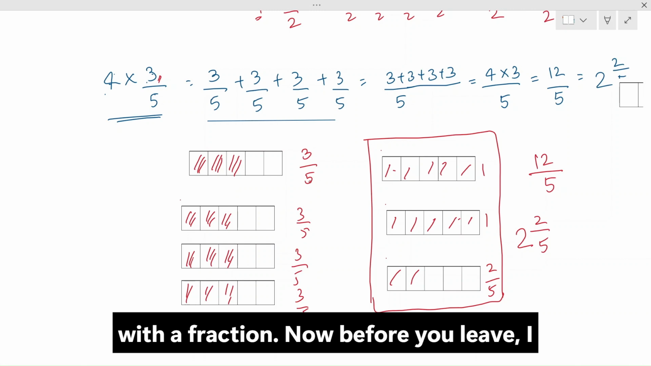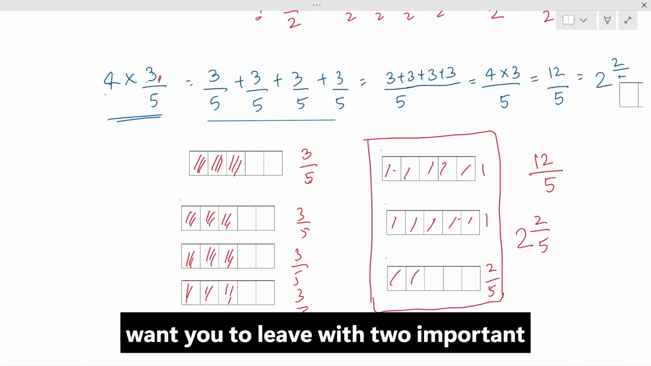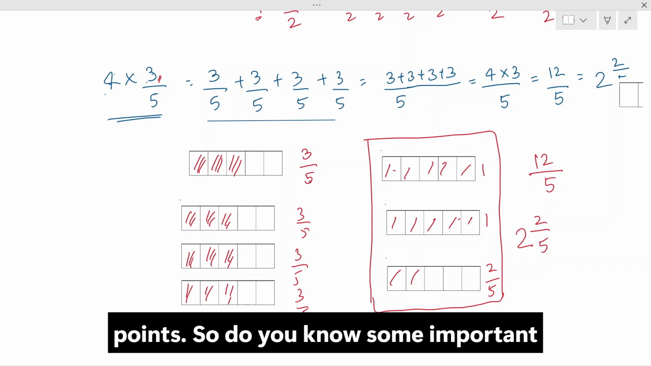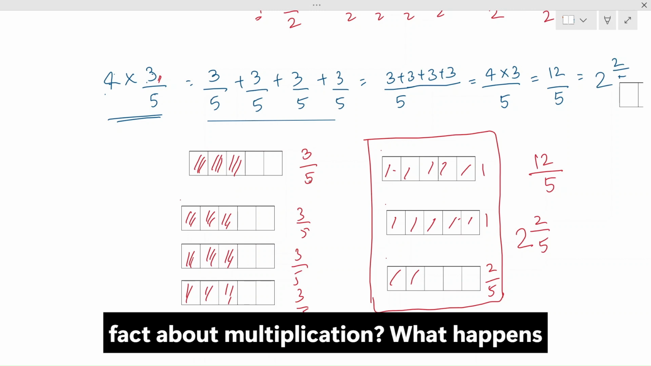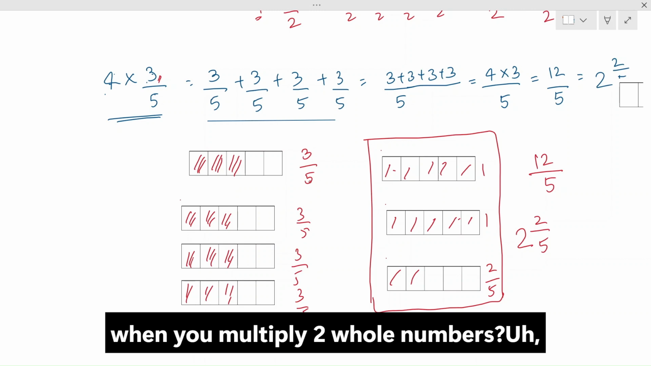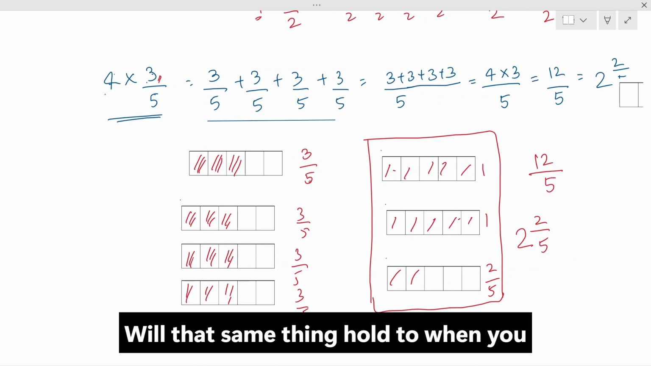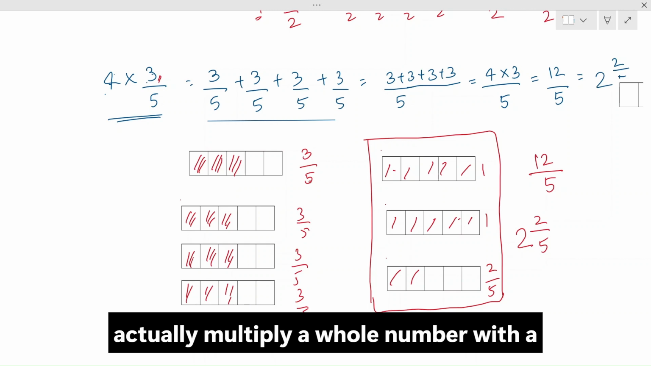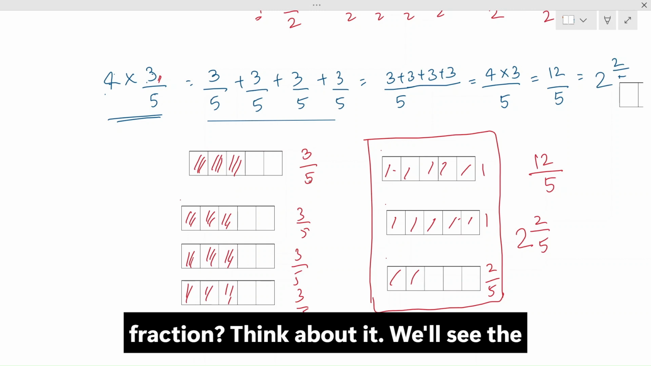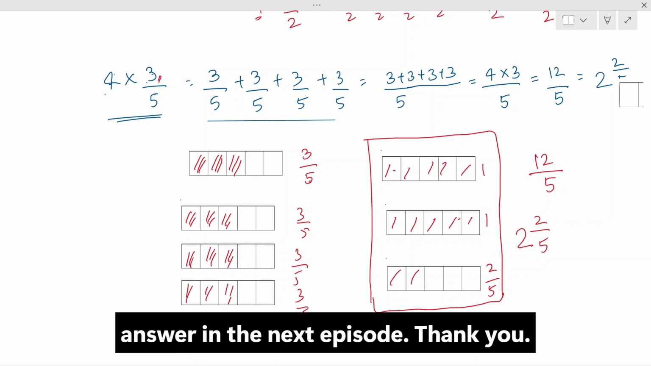Now, before you leave, I want you to leave with two important points. Do you know some important fact about multiplication? What happens when you multiply two whole numbers? What is the result? How does it appear? Will that same thing hold when you multiply a whole number with a fraction? Think about it. We'll see the answer in the next episode.